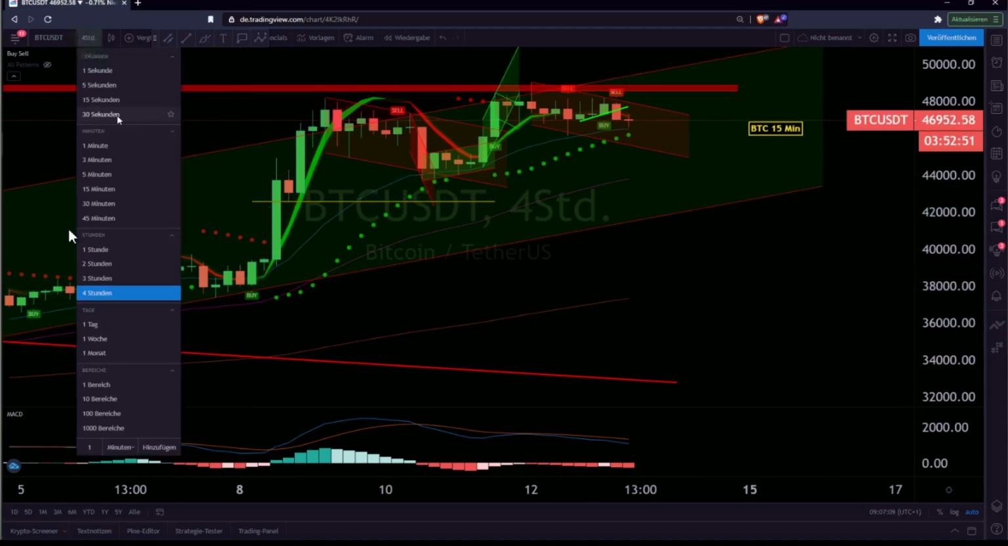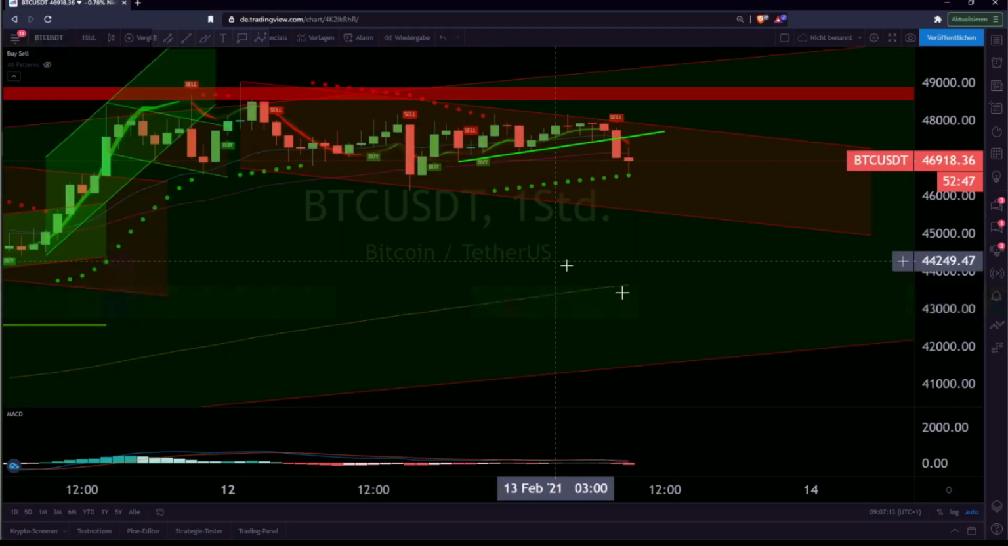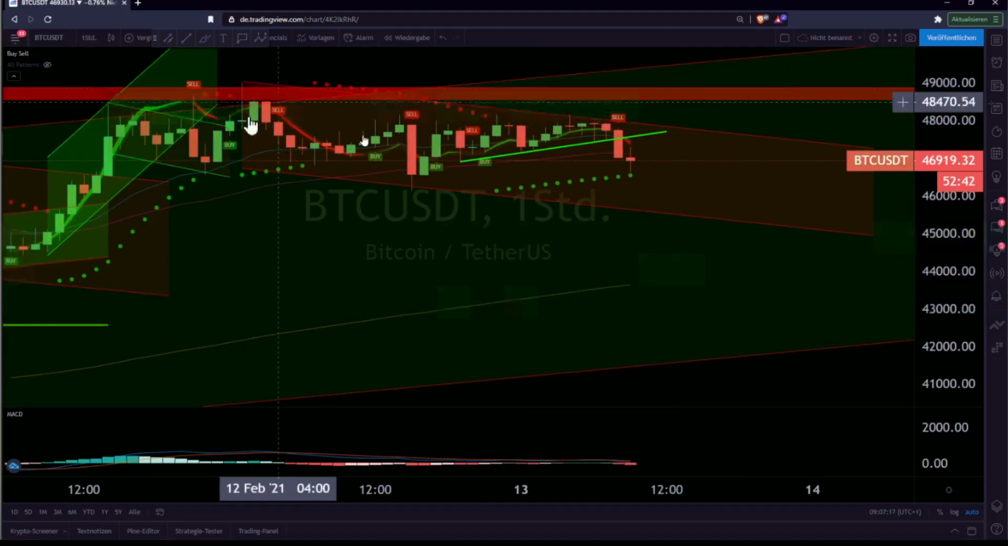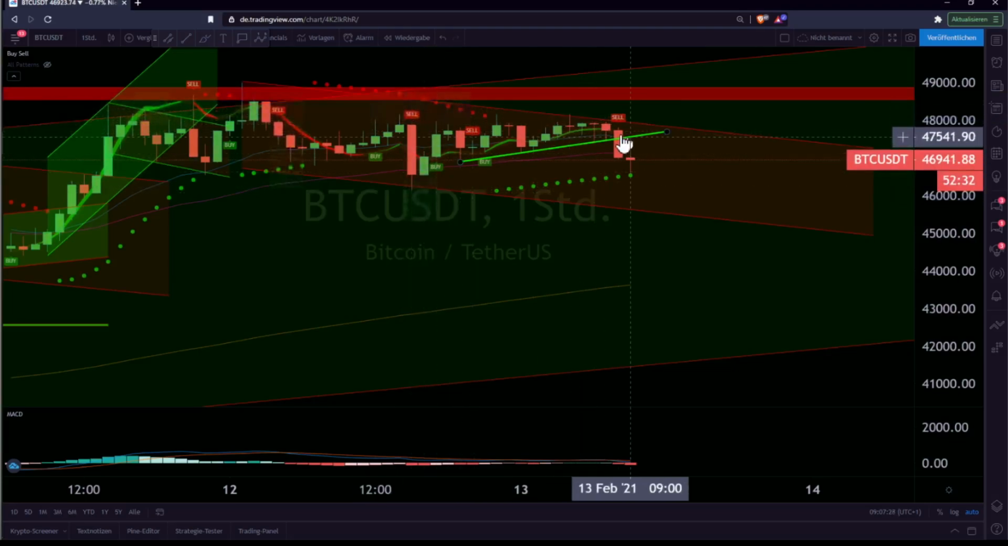Let's go to the hour chart. Let's take a look at this. And what we can see here, Bitcoin 1 hour, this is our little downtrend. Bitcoin is forming. Bitcoin was at this point at 49,000, and from there you can see we're making lower lows and lower highs. You see it here.